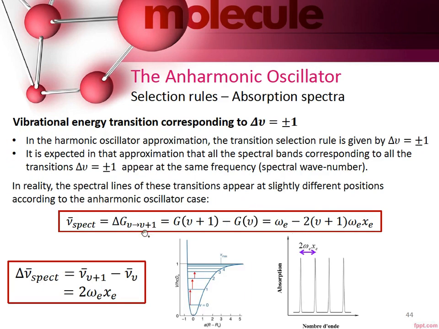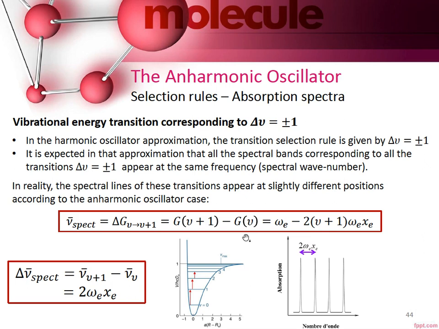So the delta between two energy levels will give us one line on the spectrum, and this is going to be at the wave number omega e minus 2 V plus 1 omega e x e. Okay, V here is the initial. So if I tell you I'm going from level 1 to 2, calculate nu bar spectrum, and you are to use V here. If I'm going from 1 to 2, then V equals 1, not 2. Okay, so this is important to remember.